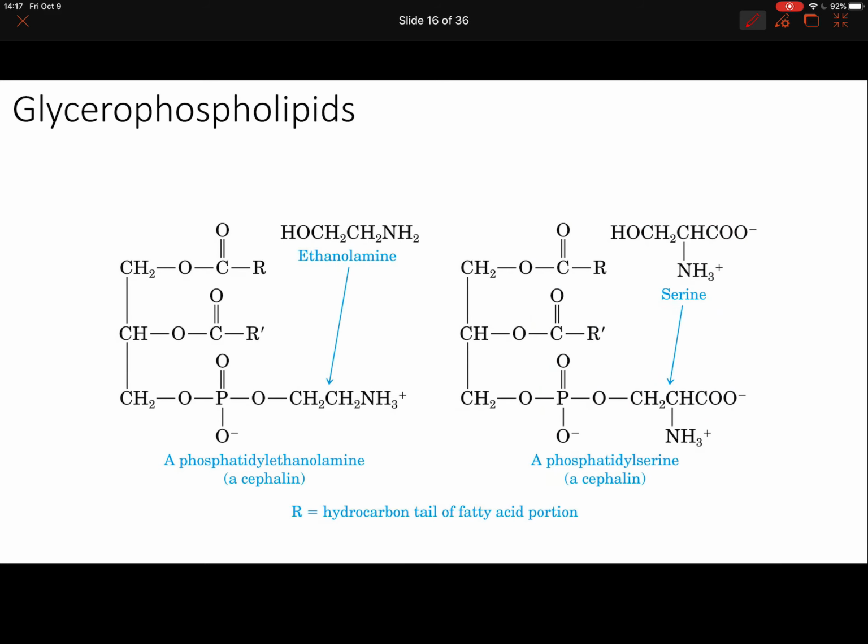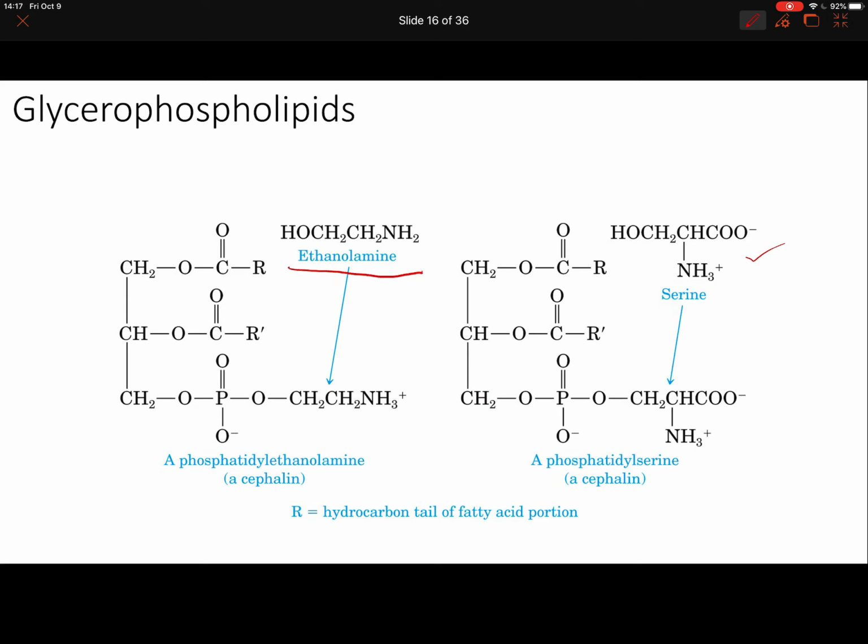Now, cephalins, as I was mentioning, are the other type of glycerophospholipid in which ethanolamine or serine, what did I say? I said triethanolamine. I misspoke there. It's not triethanolamine. So ethanolamine, this other amino alcohol, and serine, which is also an amino acid with an alcohol group on it, form the cephalin groups.